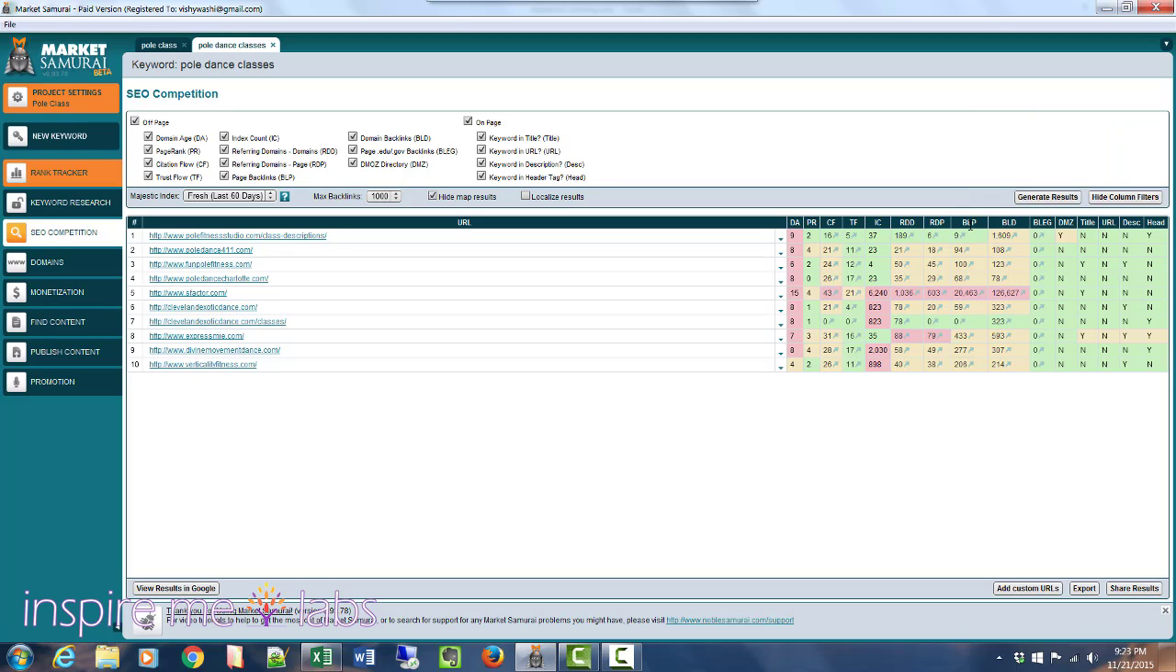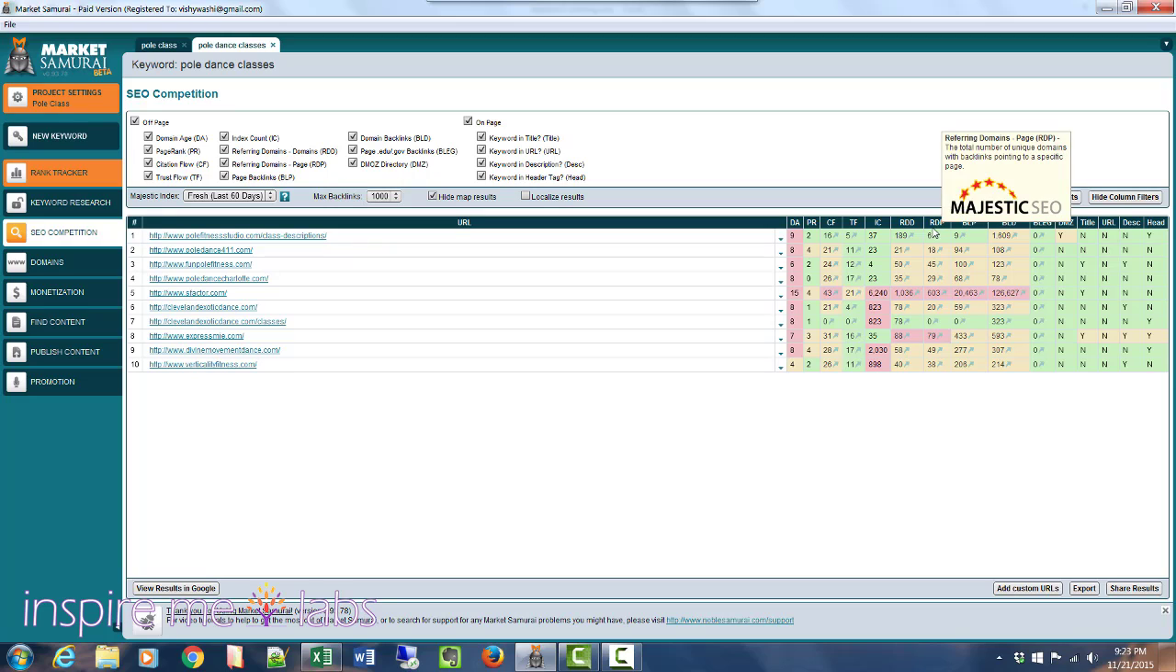What's more important would be the backlinks to this specific page. So as you can see over here, there are some gaps. This site over here is ranking with 0 backlinks, and this one is ranking number 1, which is 9 backlinks to that page.